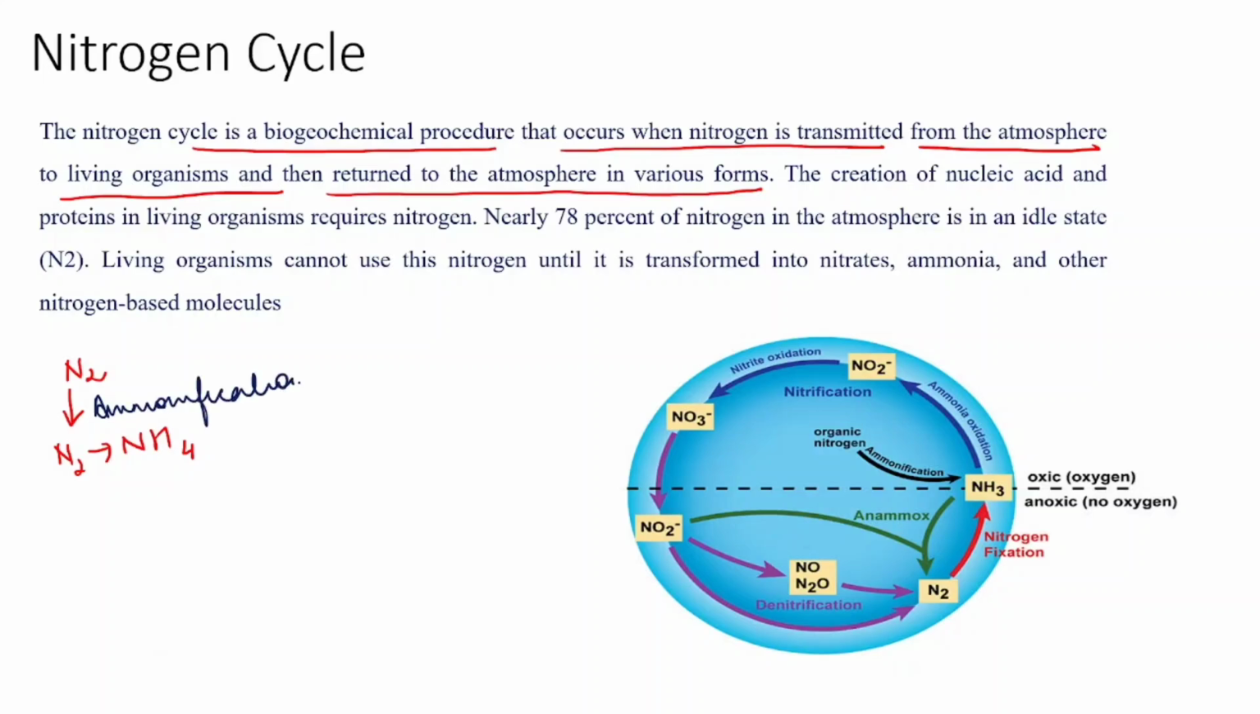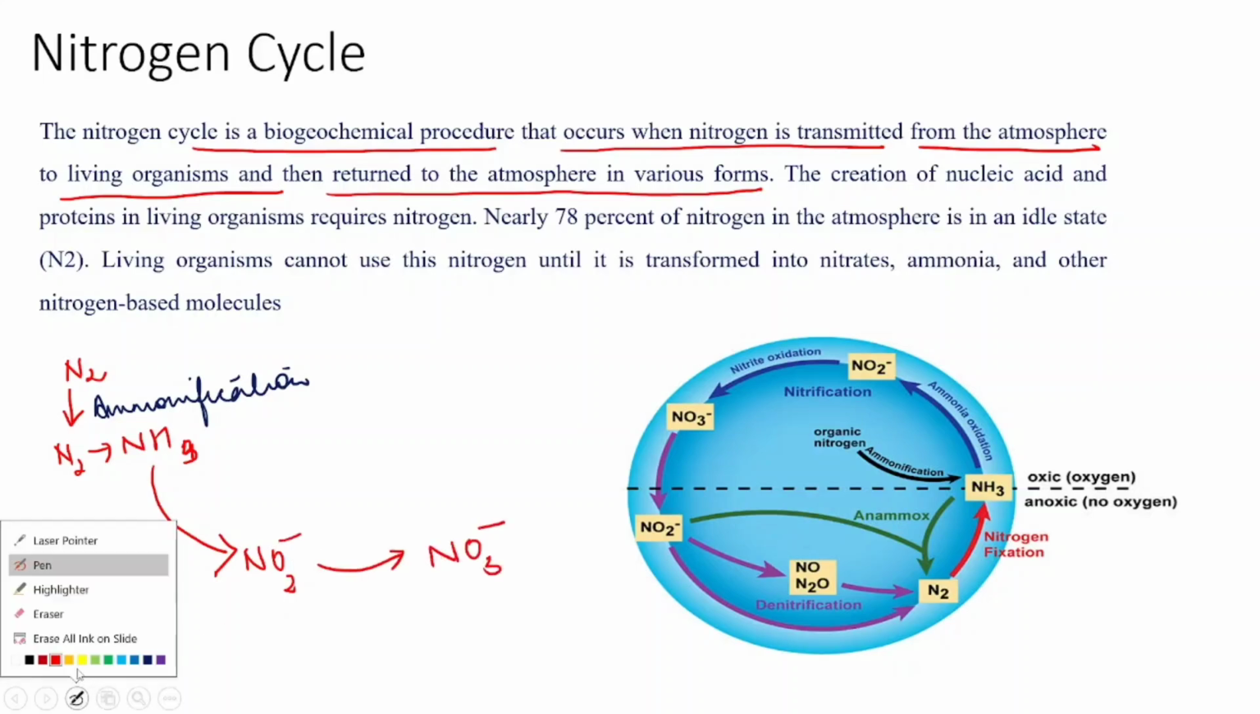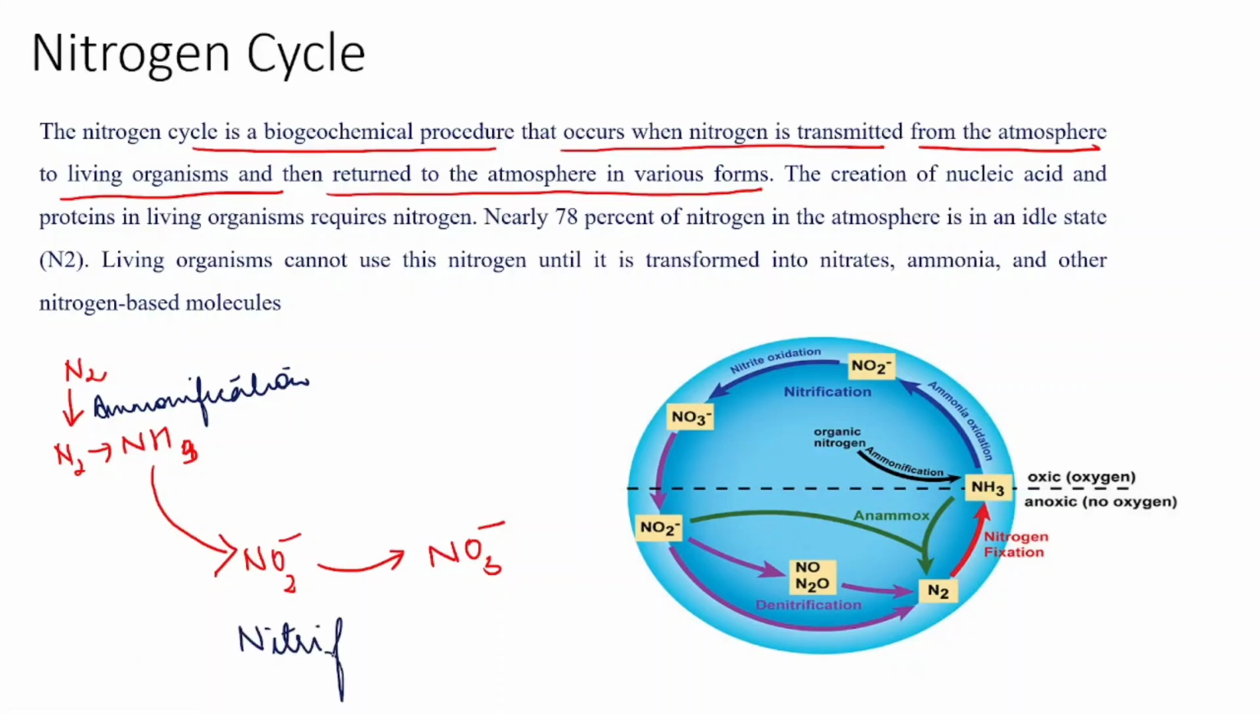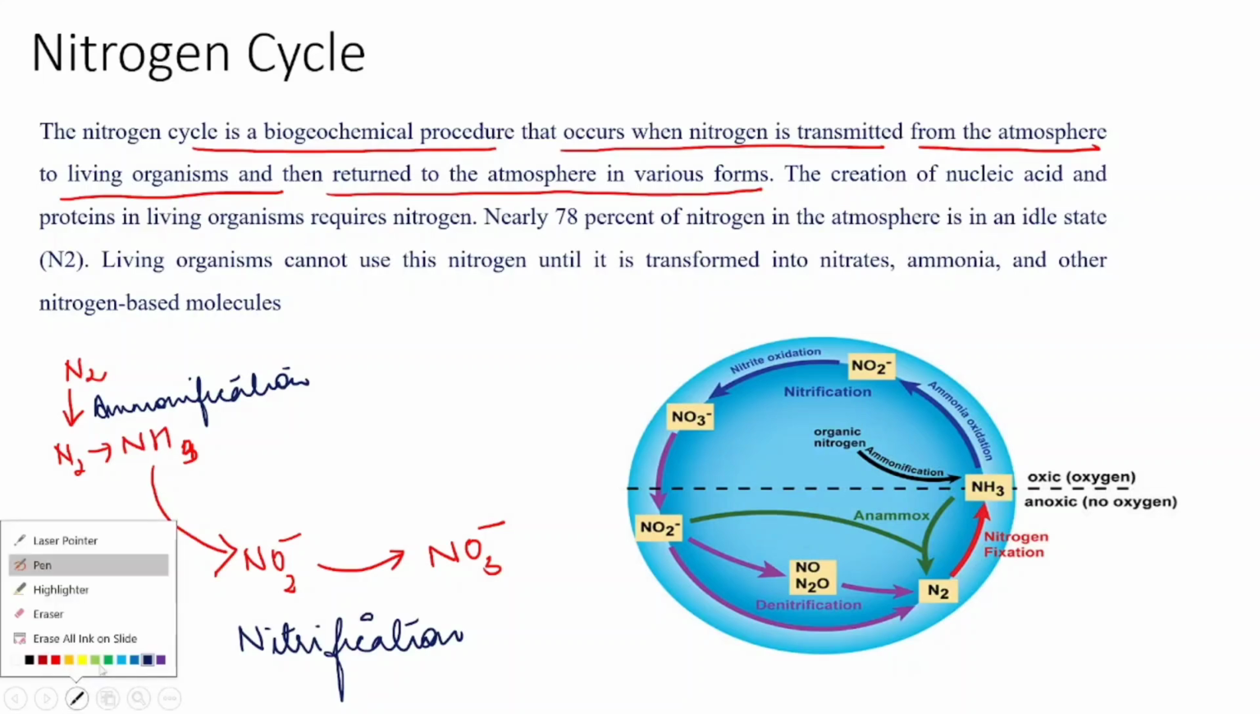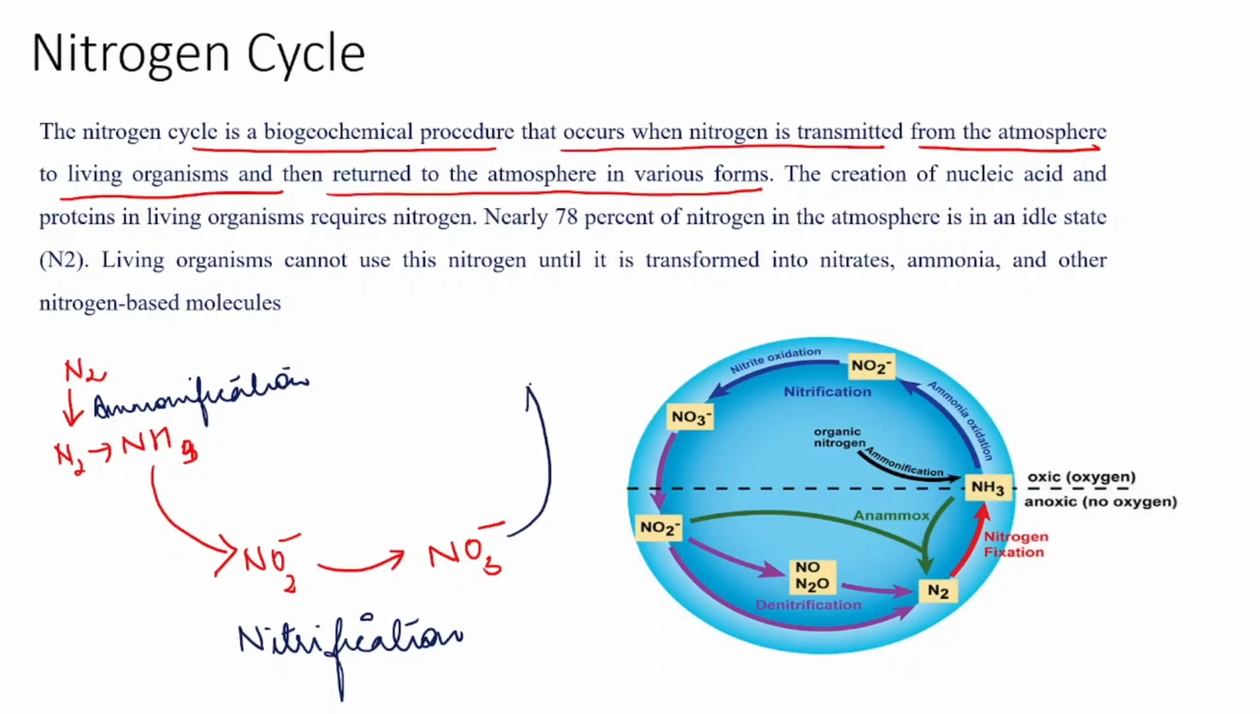We call this process ammonification, right? And after some time, what will you see? You will see that this ammonia is again converted to nitrite and nitrate, and this process we call nitrification. Clear? And after nitrification, what will you see? Again this nitrate is converted back into nitrogen, and this process we call denitrification.